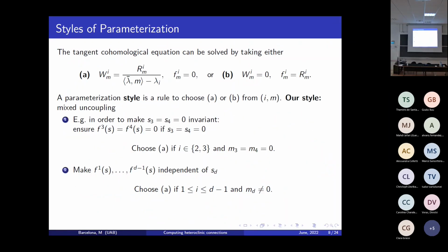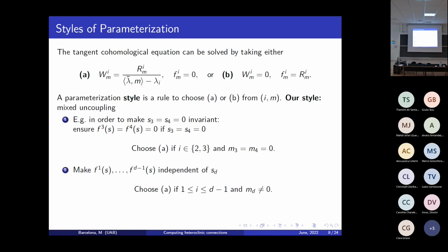In order to solve the tangent part, we can take A or B depending on what we want to simplify, either F, the vector field in the reduced parameter space, or the parameterization, which would be the chosen B. So at the end, our parameterization style is a rule to choose A or B depending on the indexes i and m, where m denotes the order and i denotes the component. Our new style of parameterization is what we call mixed uncoupling, and is used in order to accomplish two conditions. The first one, let's see an example.